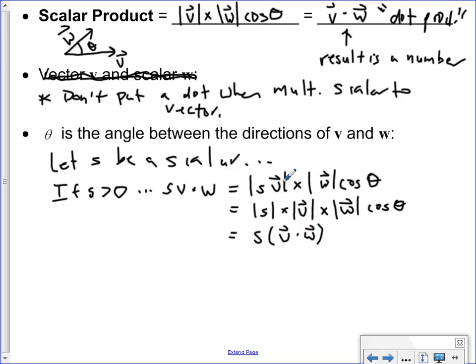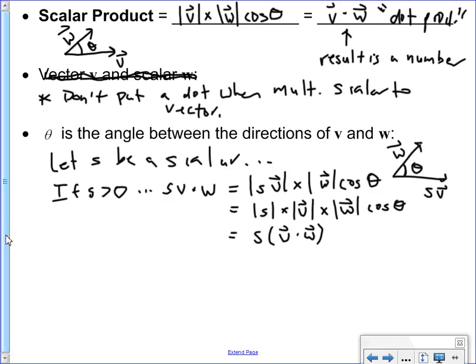And a good picture of this would be something like this. Let's say you have w here, and you have sv here. Basically, if s is bigger than 0, you're going to have a nice little acute angle right here.